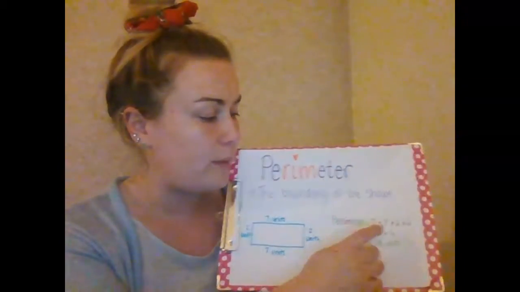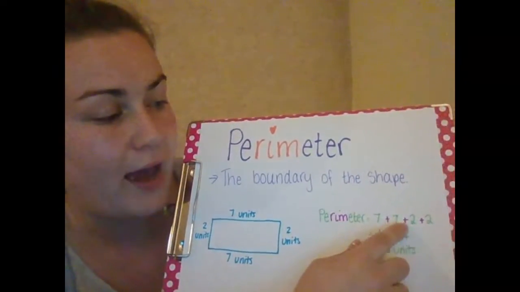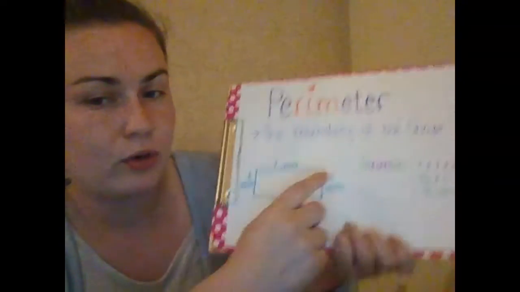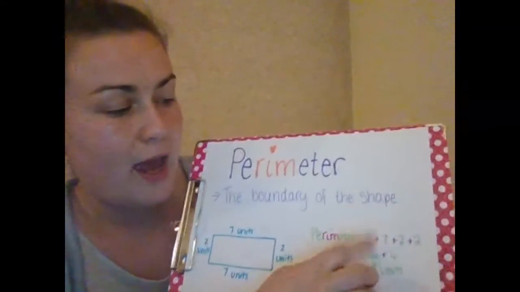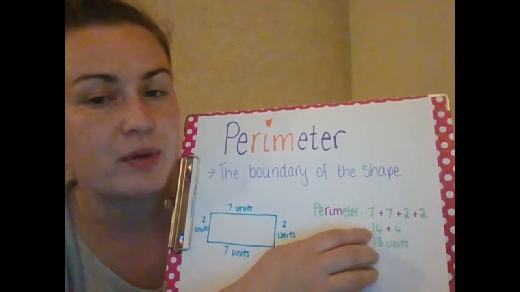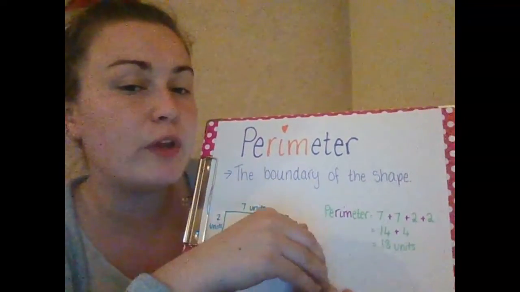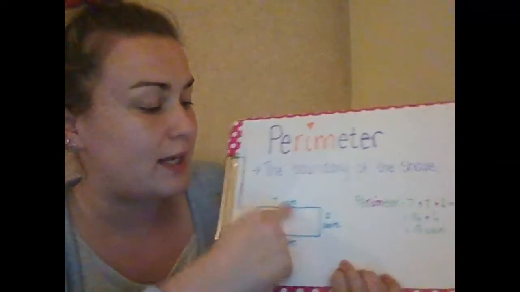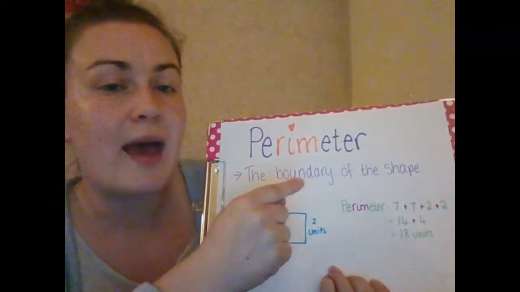And again, here, to get the perimeter, you would do 7 add 7 add 2 add 2. Okay, 7, 7, 2, 2. What is really important to notice about perimeter is you add all the numbers together. There's no multiplication for perimeter. Multiplication is only for area. To get the rim, to get the boundary of the shape, it's adding.